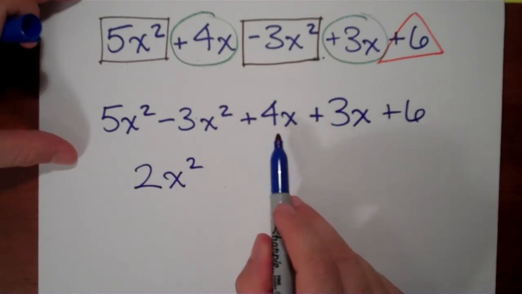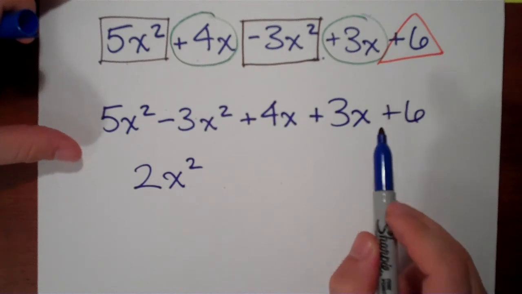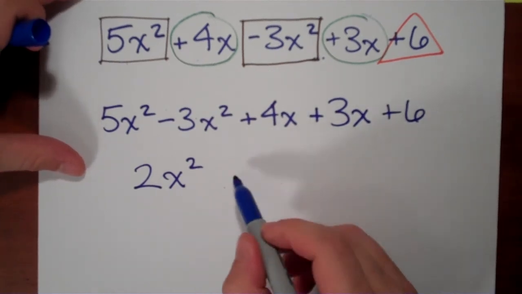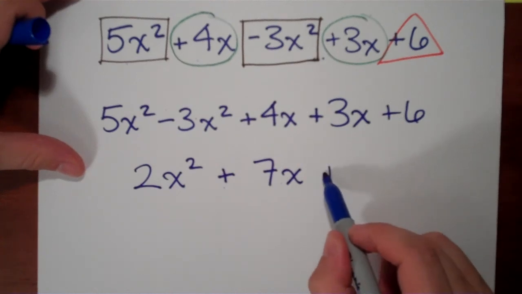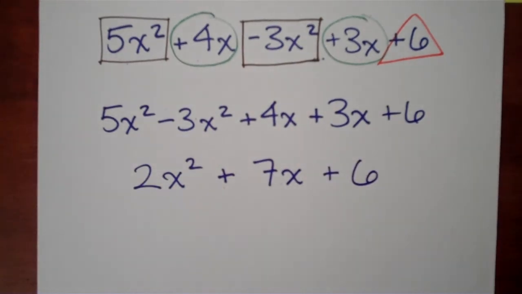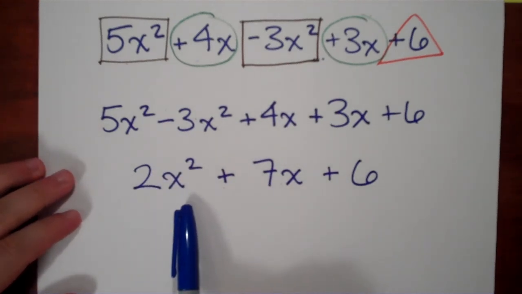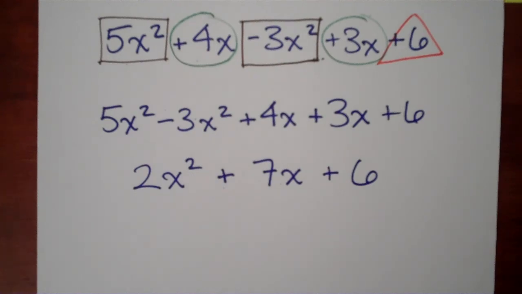Next thing I'm doing is adding 4x and then adding another 3x. So plus 4 and then plus 3. That'd be a total of plus 7x. Last thing is we're adding that 6. No other like terms for the 6. So there we've just simplified this expression. 2x squared plus 7x plus 6. That's how you combine like terms.